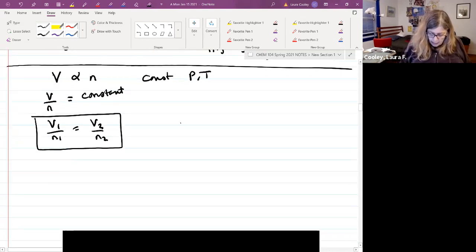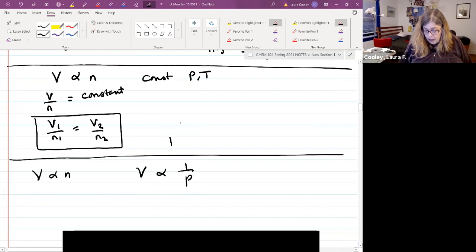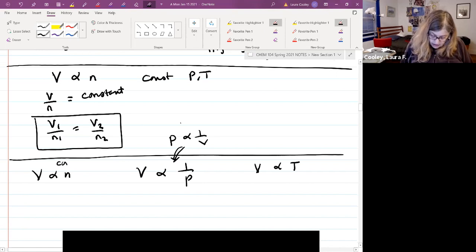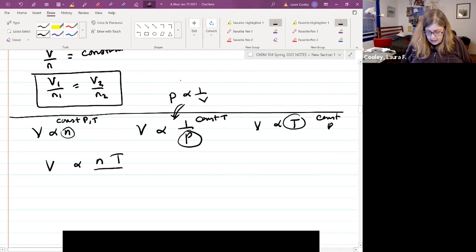So what happens next is that we put these laws together. We have V being proportional to N. We have pressure being proportional to 1 over V, but that's the same thing as written this way. And we have volume being proportional to temperature, and we have different conditions here. This is for constant pressure and temperature. This is at constant temperature, and this is at constant pressure. But if we put them all together, volume is proportional to N, it's proportional to T, and it's inversely proportional to P.